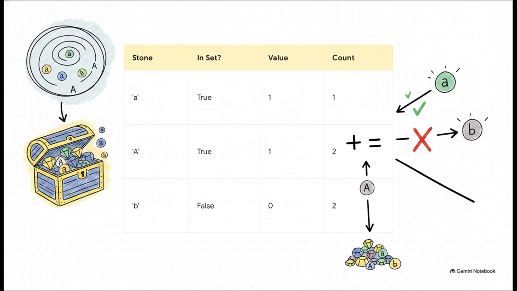Our next stone is uppercase A. It's in the set, so that evaluates to true, which is 1, bringing our count to 2. Our third stone is lowercase b. That is false. False evaluates to 0, so the count stays exactly at 2. By summing these Boolean values directly, we get our total count without having to write any bulky, messy if statements.